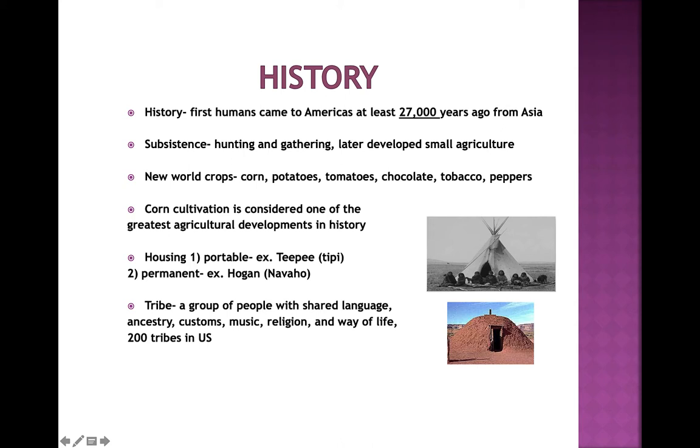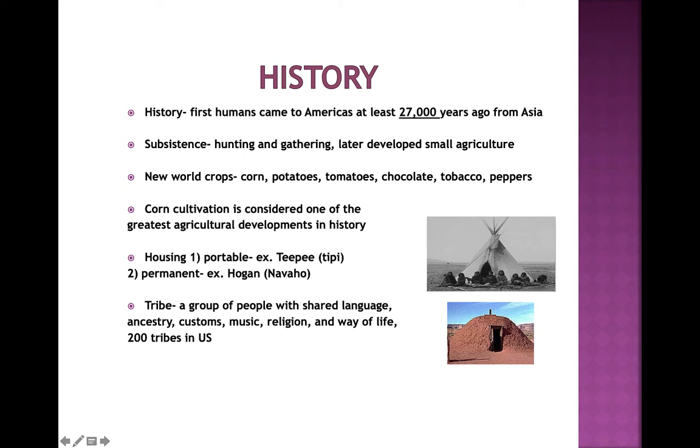People on this continent survived by hunting and gathering for the most part, and later developed agriculture. As a matter of fact, a lot of the crops and the foods that you take for granted were actually cultivated by the Native Americans that lived in the Western Hemisphere. These common foods include corn, potatoes, tomatoes, chocolate, tobacco, peppers, and many other kinds of foods for which it would be impossible to imagine life without. Corn cultivation is considered one of the greatest agricultural developments in history, and corn is one of the two most important crops on the planet.